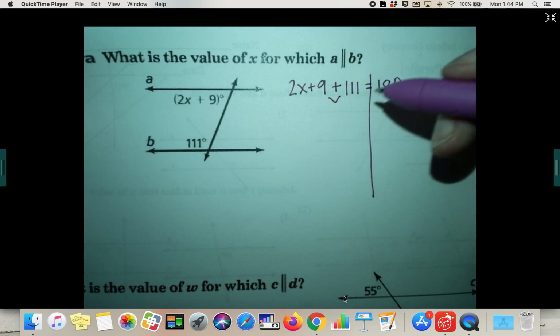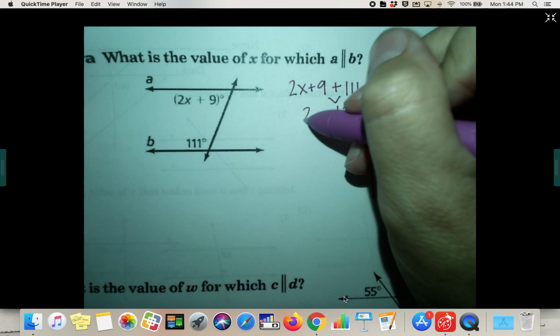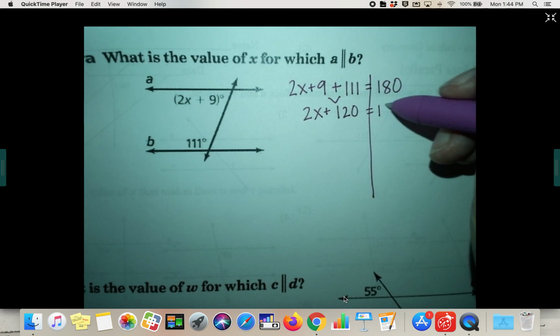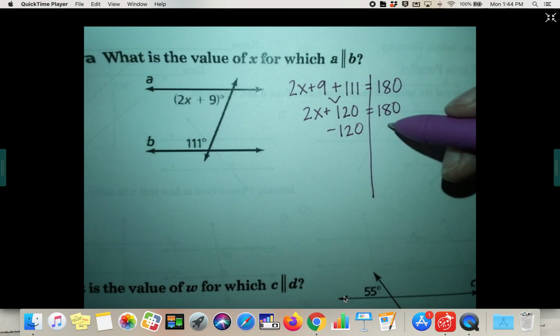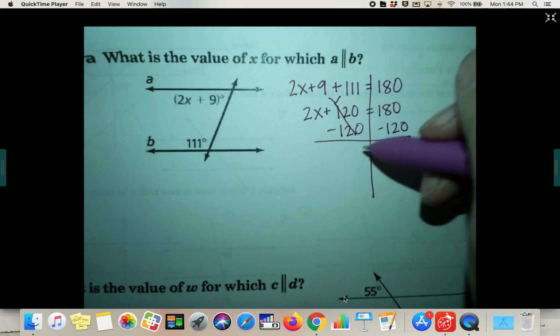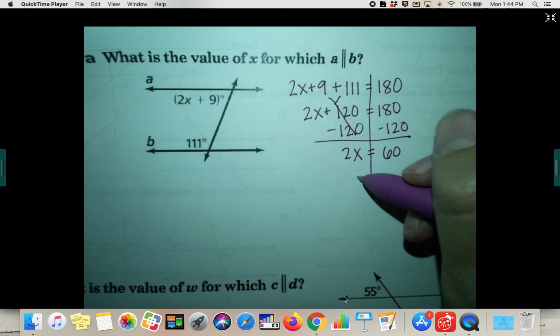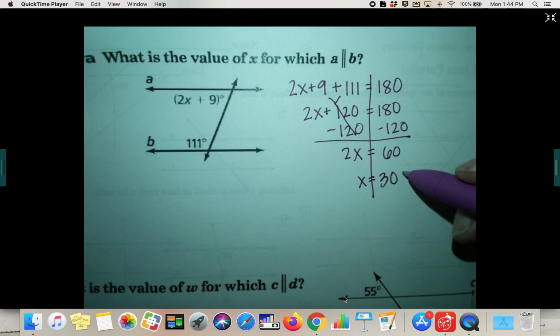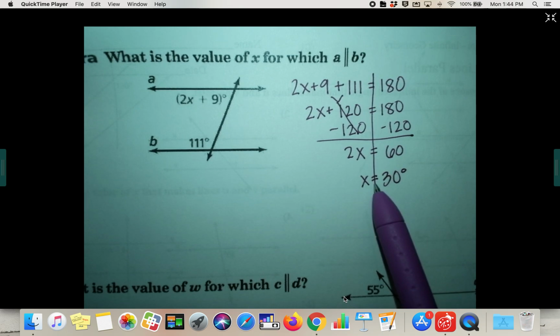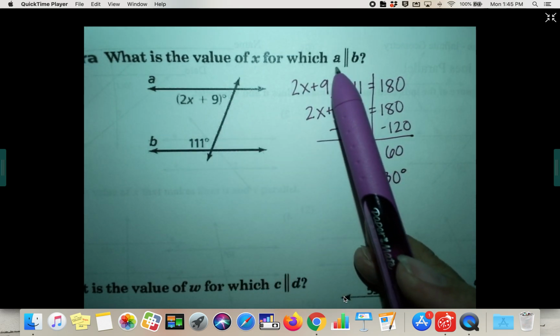So just doing some quick algebra, we are going to subtract 120 from both sides. 2x equals 60, which means divide both sides by 2. x would be equal to 30 degrees. So we would need x to be equal to 30 in order to make A parallel to B.